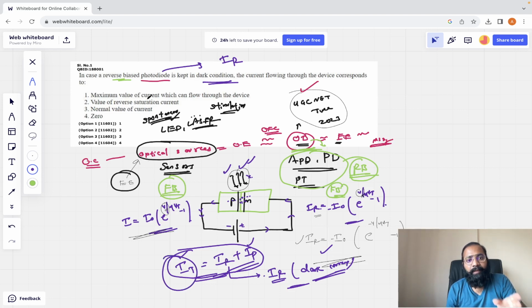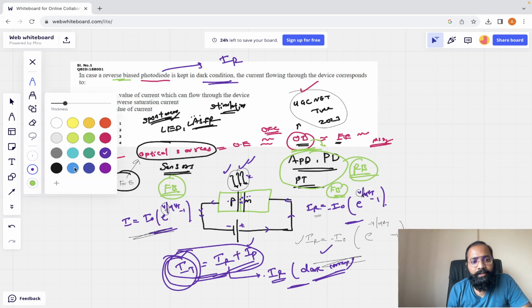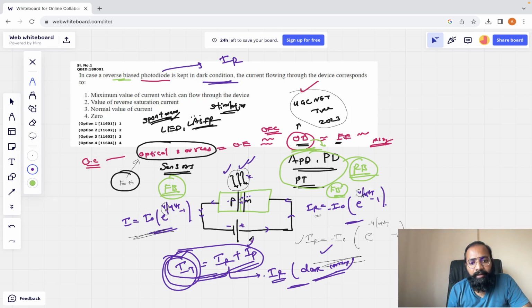So now what will happen? The maximum value of current which can flow through the device. The maximum current will flow whenever IP is also added. Correct? Whenever IP is also added, then the maximum current will be flowing through the diode. So IP current adds whenever the light is exposed, whenever the junction of the PN diode is exposed to the light. So here maximum current will not flow in the case of the dark condition.